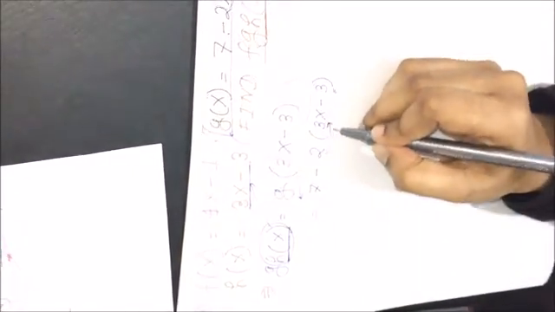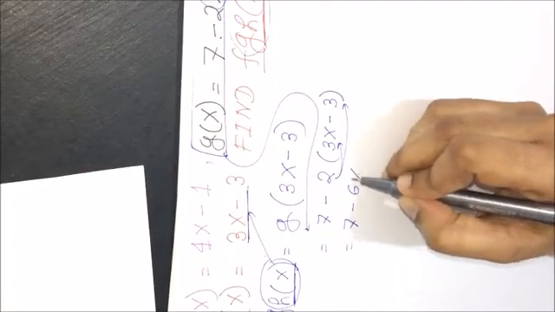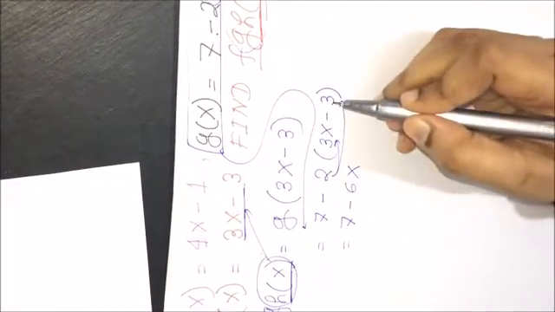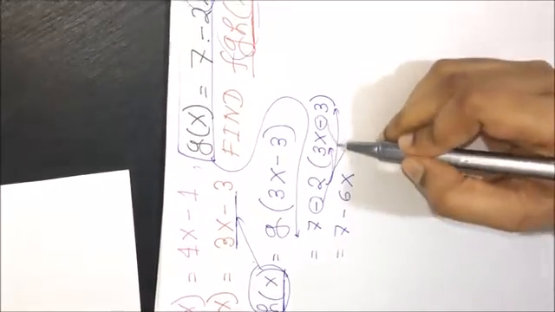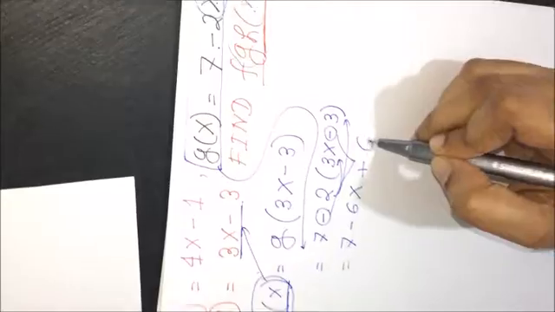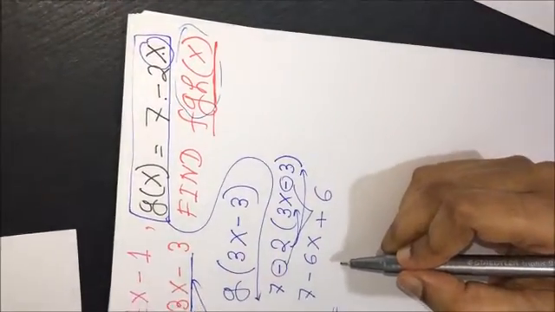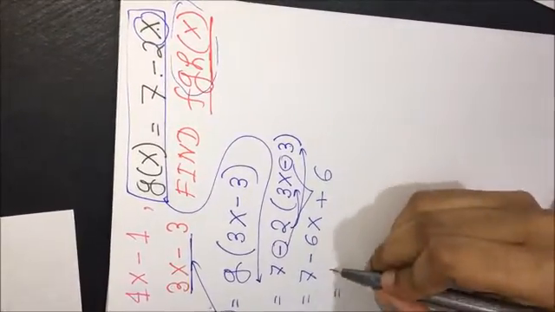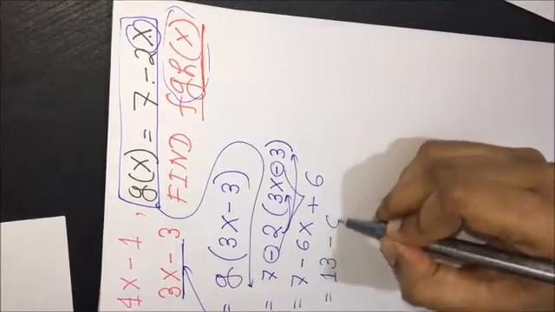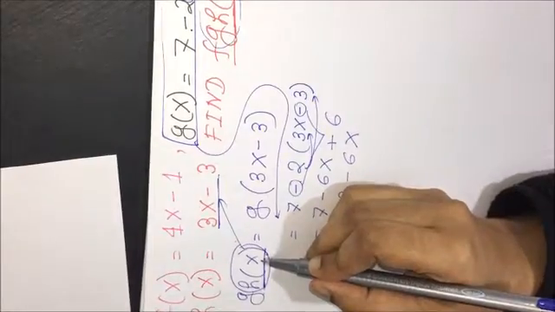Now I have to expand the bracket and simplify that. So 7 minus 2 times 3x is going to give me 6x. And minus 2 times minus 3, minus times minus is going to give me a plus, and 2 times 3 is 6. So 7 plus 6 is my 13. And that is my minus 6x. That is the answer of g, h, x.